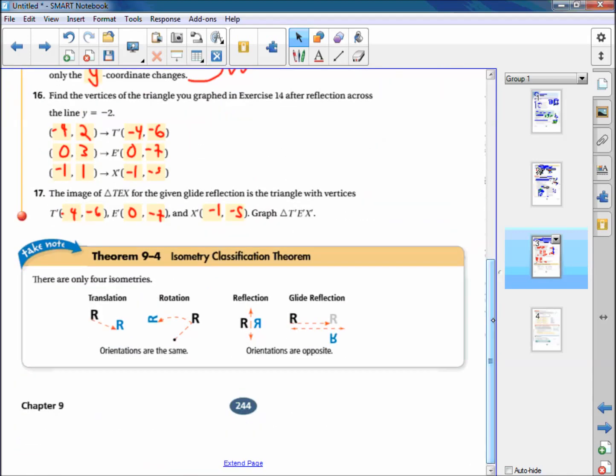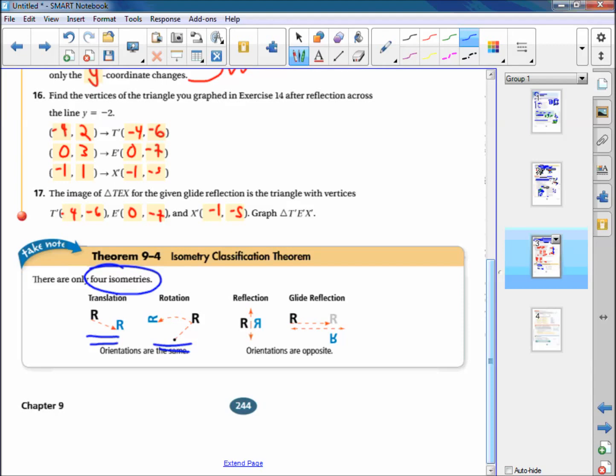Okay, all right. Theorem 9-4 on the bottom, isometry classification theorem. There are really only 4 isometries, so there are only 4 transformations that make congruent shapes from the image and the pre-image. All right, so the first one is a translation, keeps the same orientation. Remember, we can do a translation with 2 reflections. The second one is a rotation. It also keeps the same orientation, and we can do a rotation with 2 reflections.